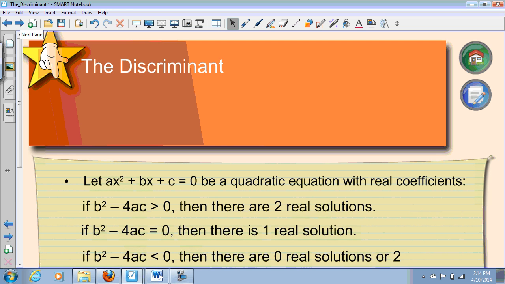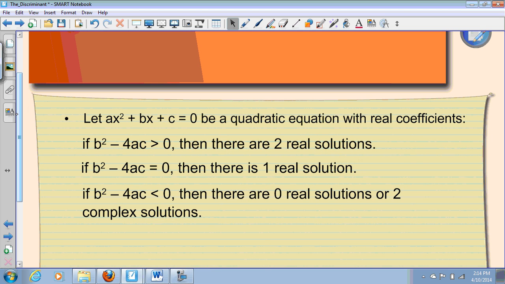Okay? And this is what it means. This chart is also on page 593 in your textbook. When you get the result of your b squared minus 4ac, if that number is greater than 0, we're going to have two solutions. If that number is equal to 0, there will be one solution. And if that number is less than 0, there won't be any real number solution.